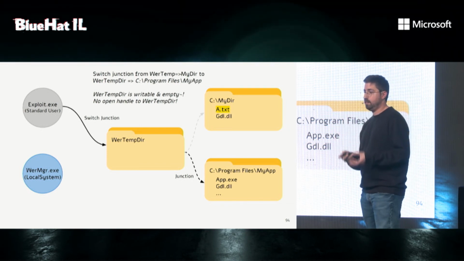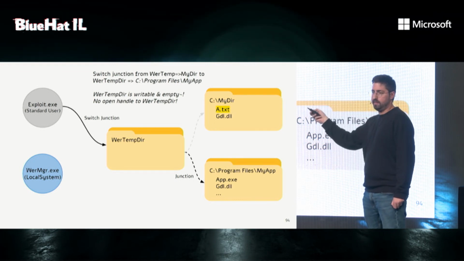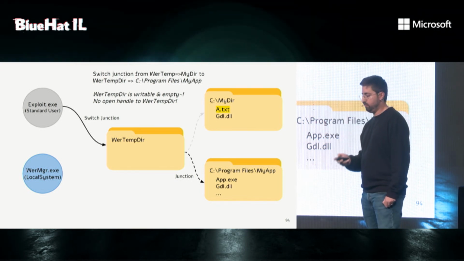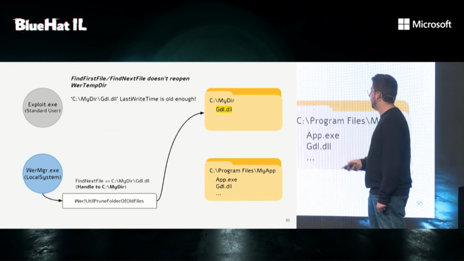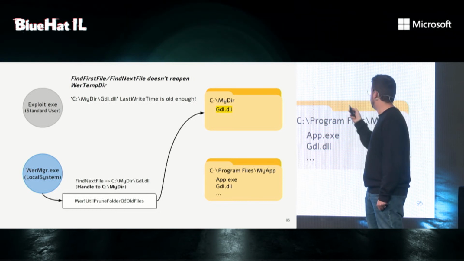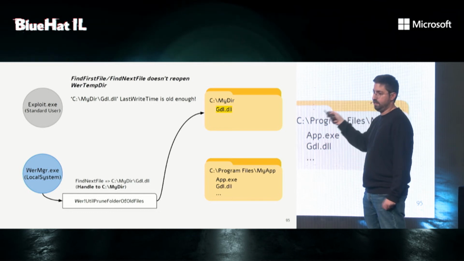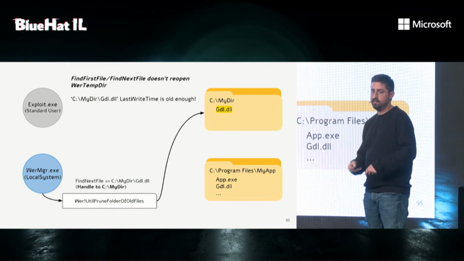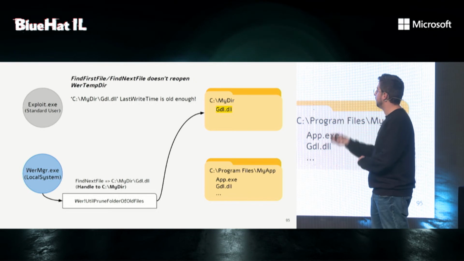And most importantly, there are no open handles to it. And this is because the handle that wormgr.exe has is actually to the cmydir directory and not to the wordtemp directory because of the junction. So we can switch the junction at that time, and wormgr.exe will keep enumerating cmydir and not wordtemp dir. And this is because the handle it has for the enumeration is actually to the cmydir, and it doesn't reopen the path, it doesn't reopen the directory each time it calls FindNextFile.